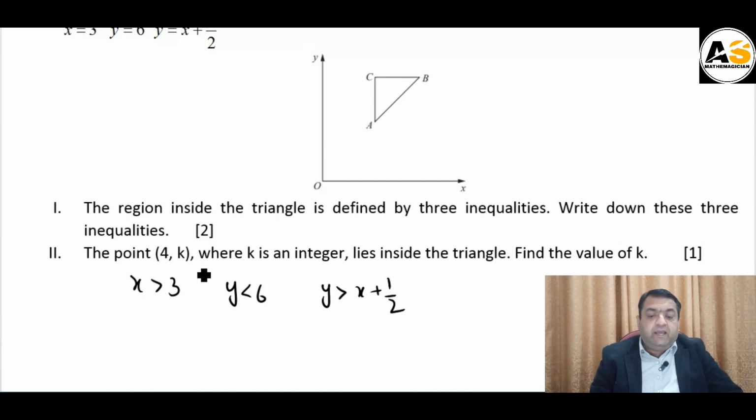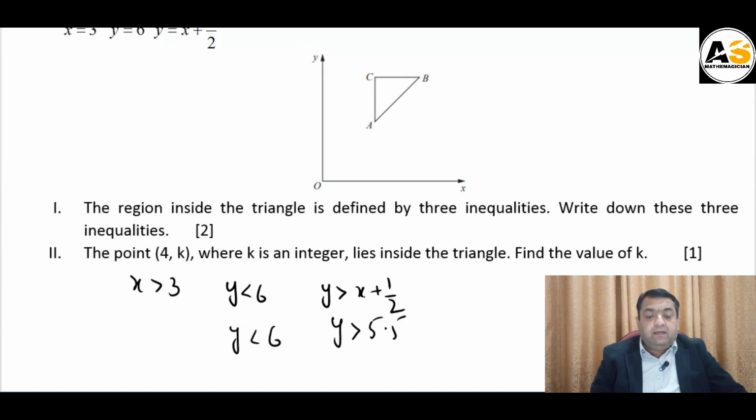The point (4, k), where k is an integer, lies inside the triangle. Find the value of k. Okay, x is 4. When x is 4, y is greater than 4 plus 1 by 2, 5.5, and y is less than 6.